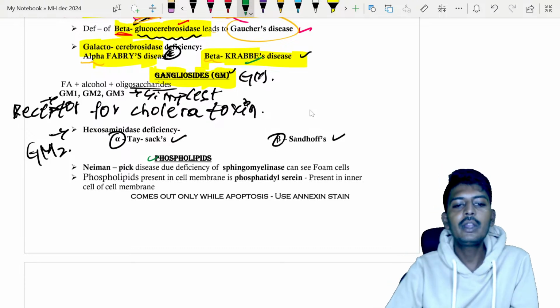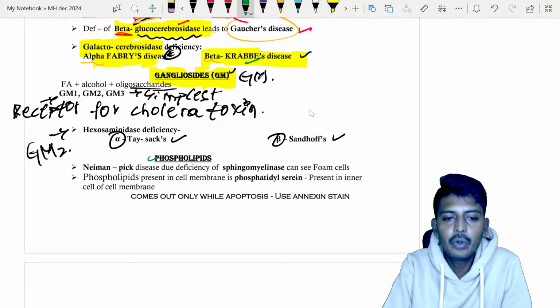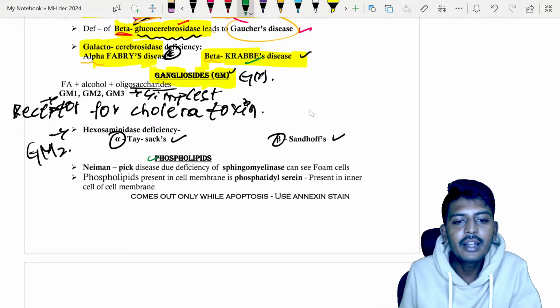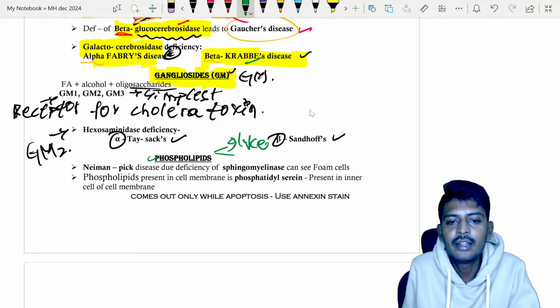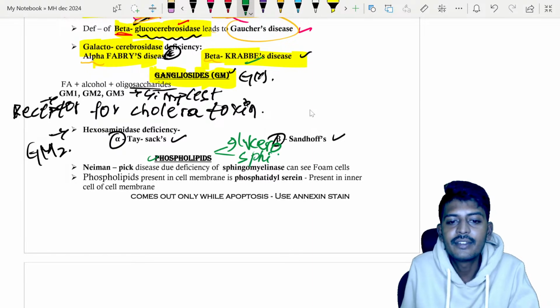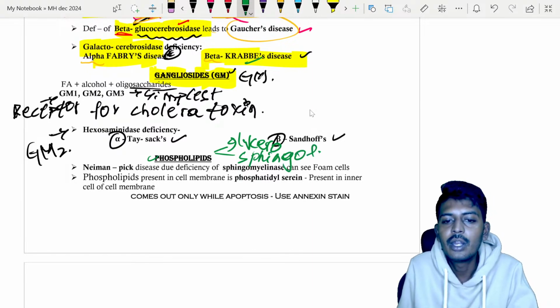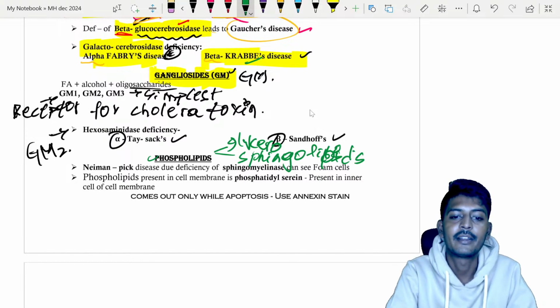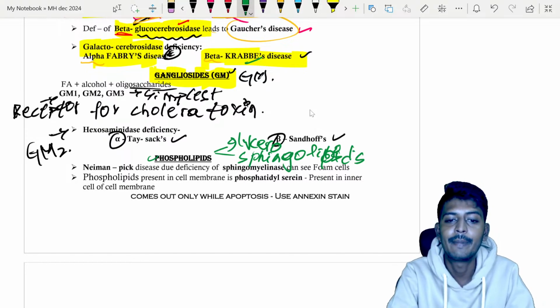Phospholipids are present in your cell membrane. All of you know that? Yes. Now there are types, my dear students. We have glycerophospholipids, and we have one more subtype called sphingolipids. So the two types of lipids are sphingolipids and glycerophospholipids.